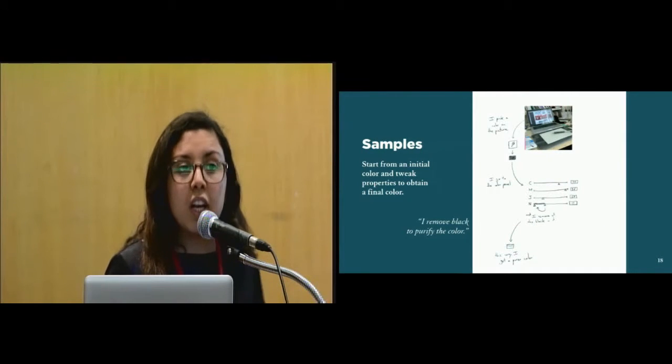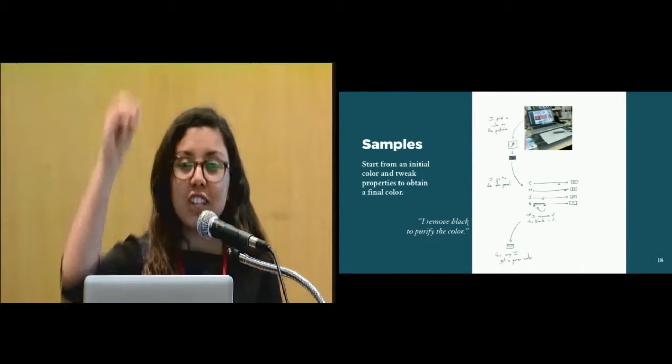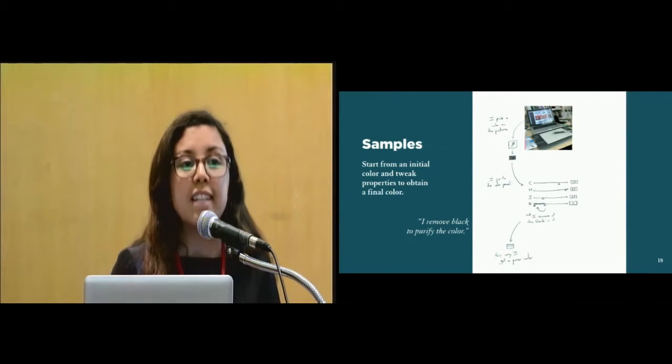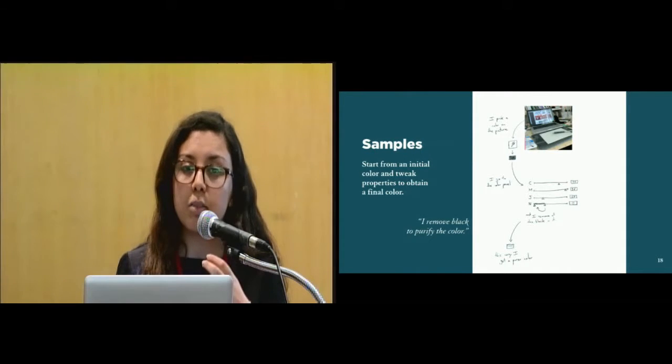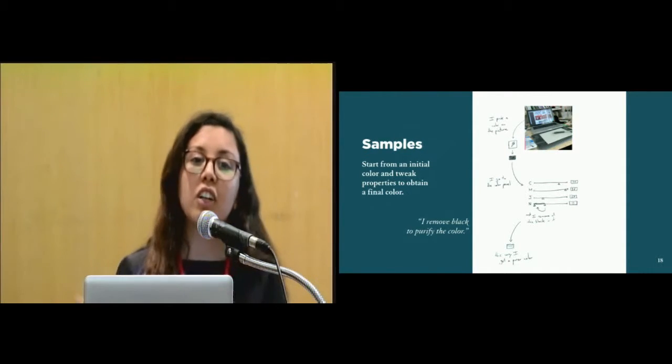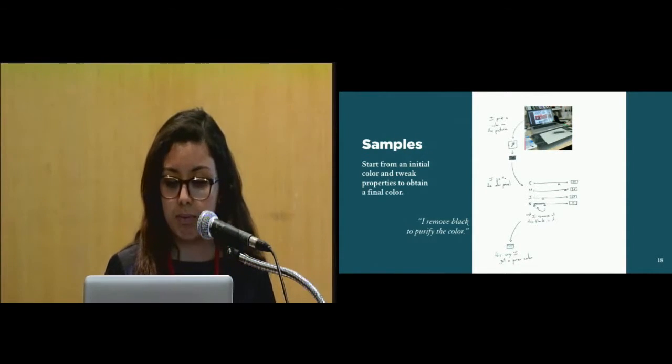In this story, the illustrator extracted an initial color from an image, then she used the black dimension in the CMYK color space in order to purify the color by removing the black.